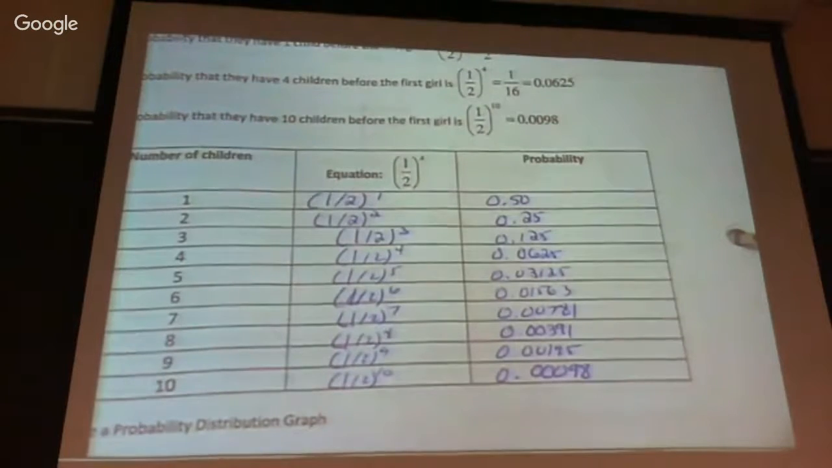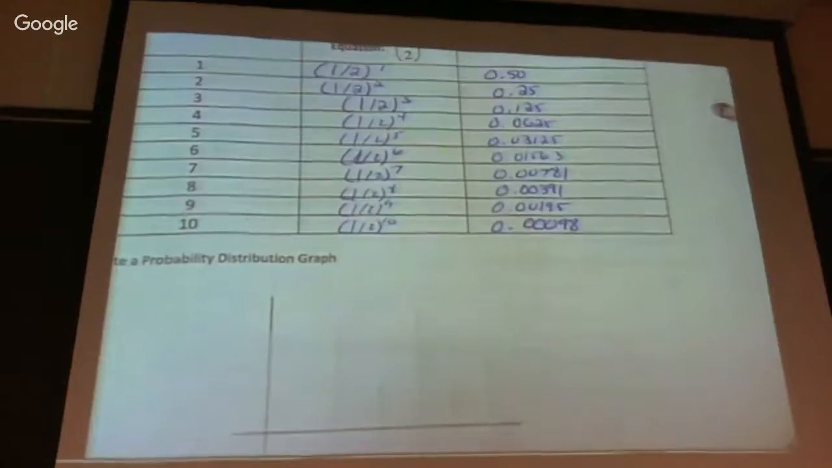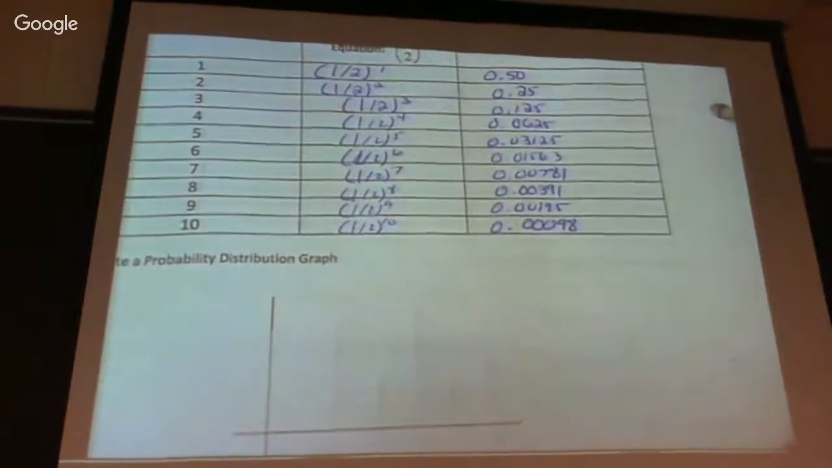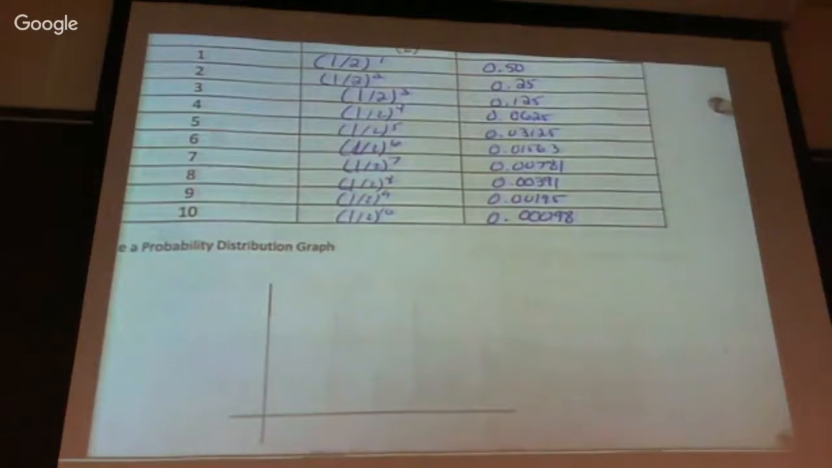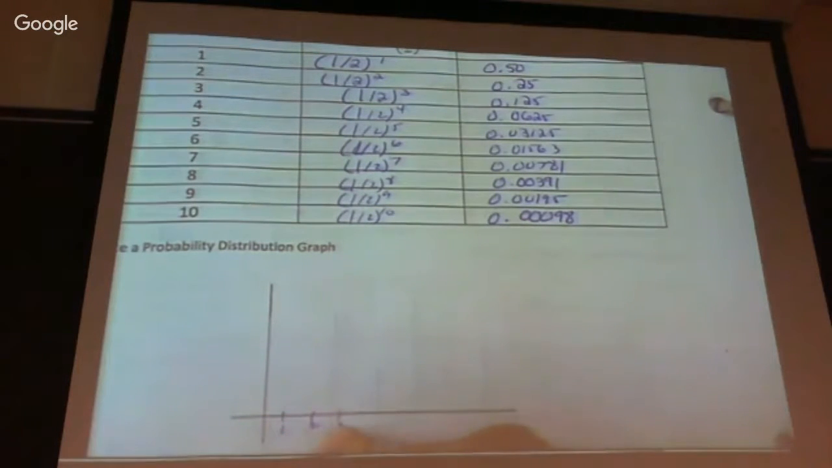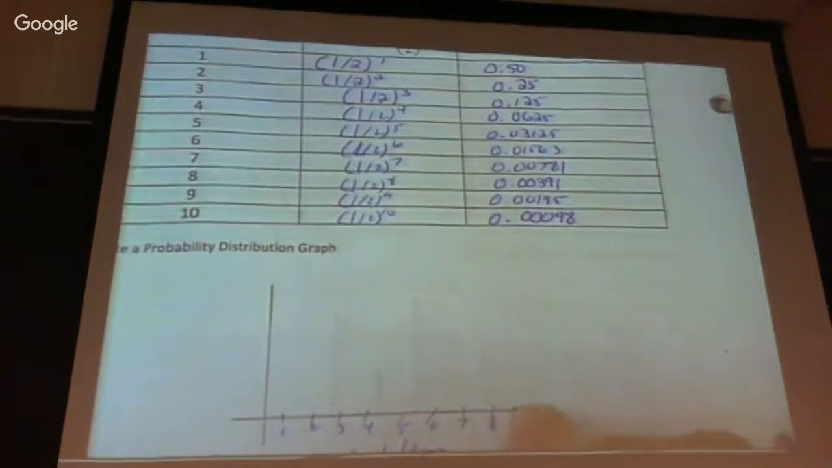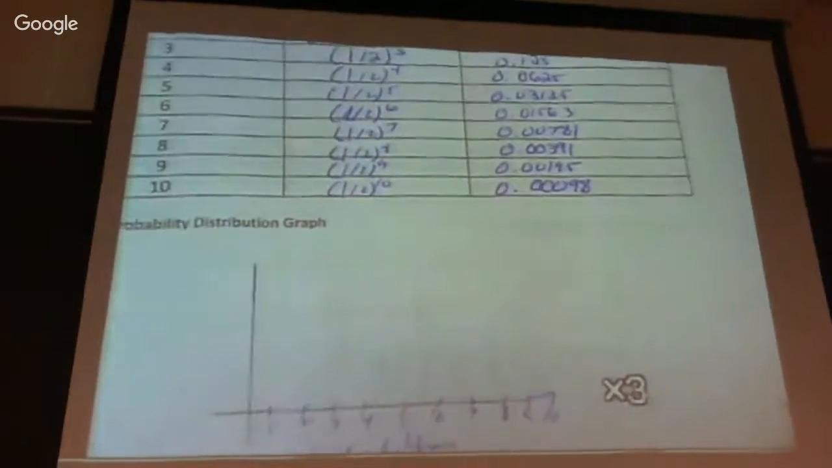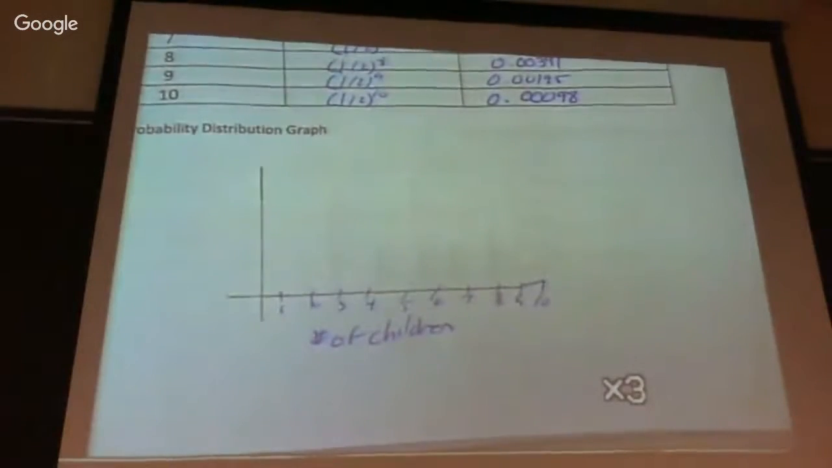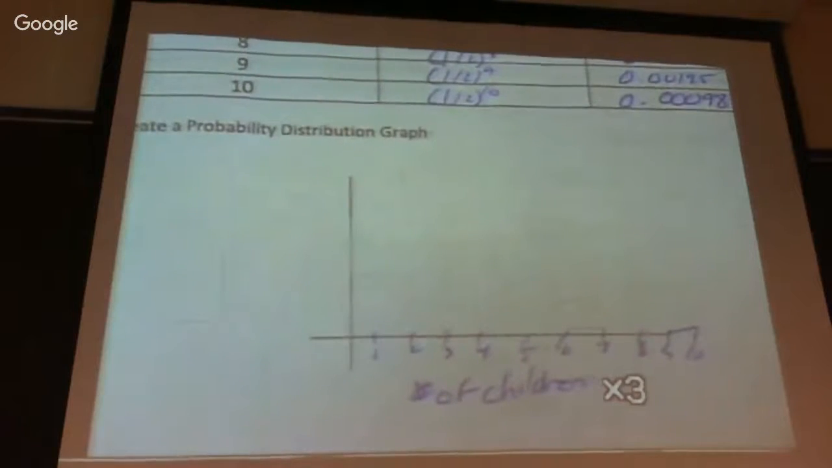Now, those are my answers. But the last thing we did in class was talking about a probability distribution graph. And so I'm going to draw what I see here. I'm going to put the number of children here. 1, 2, 3, 4, 5, 6, 7, 8, 9, 10. And then the probability is going to go on the left side on our y-axis.